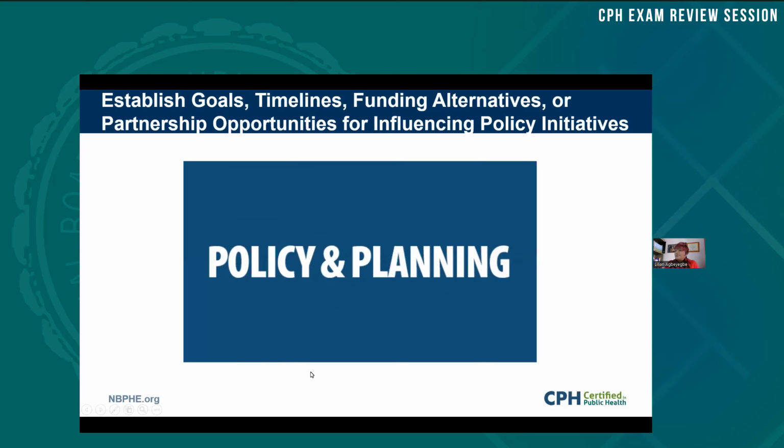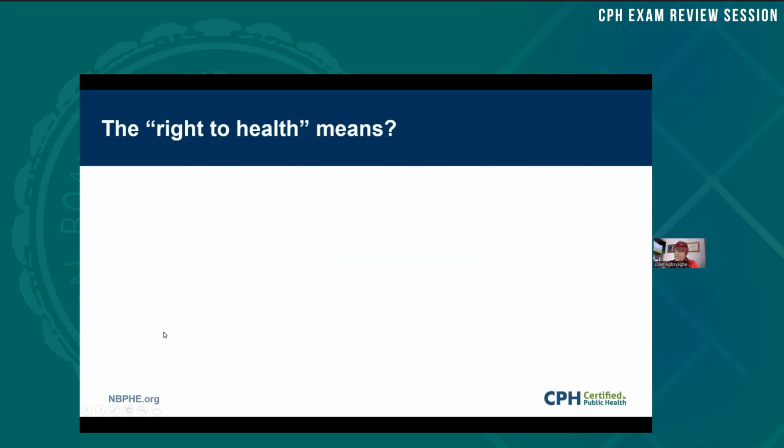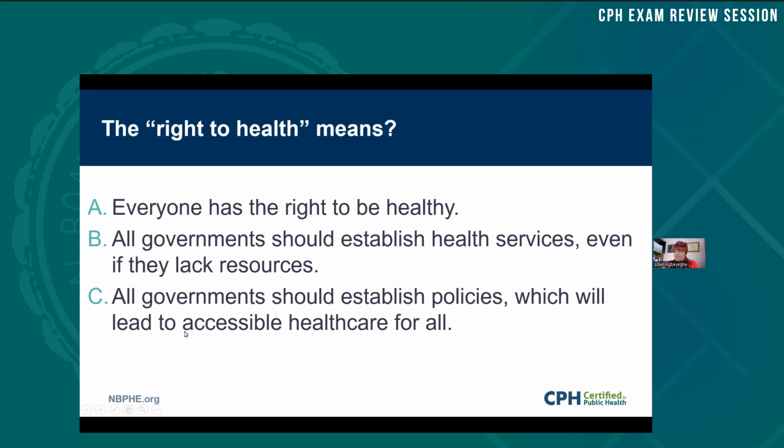So another task for public policy is to establish goals and timelines and funding alternatives. And that's really when you look at public policy and planning. We do this because we think that everybody has a right to health. So what do you think a right to health means out of all of this? Do you think a right means everybody has a right to be healthy, or the government should establish resources, or A, B, C, D? Let me go back to chat and see what people are saying.